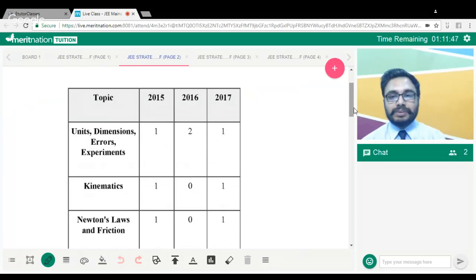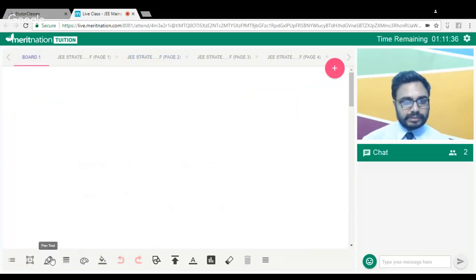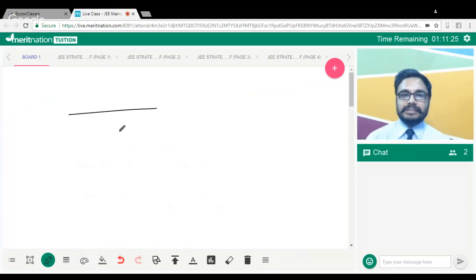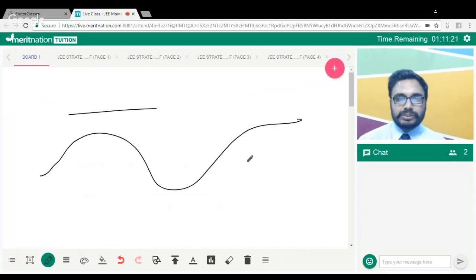So if we start with kinematics, in kinematics people are having some issues with one-dimension motion, two-dimension motion, three-dimension motion. Let me take an example, just hold on. In one-dimensional motion, we know that if a particle is going in a straight line, we can say the particle is in one-dimension motion. If the particle is going like this, this is two-dimensional motion. So this is 1D, this is 2D.